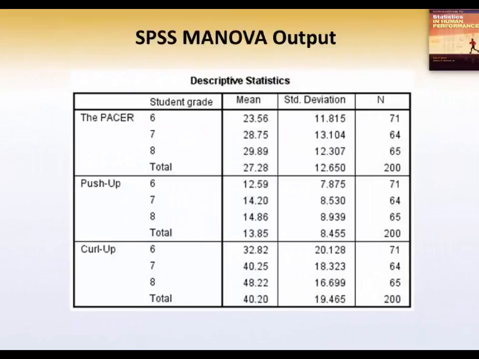Here's our first result from a multivariate analysis of variance, MANOVA, with SPSS. We'll walk through these and then we'll demonstrate how to do a MANOVA with SPSS. Our first piece of output is descriptive statistics. Notice we have each dependent variable listed, the PACER, push-up, and curl-up, the mean values for each of the 6th, 7th, and 8th grades. And we have a total of 200 subjects.